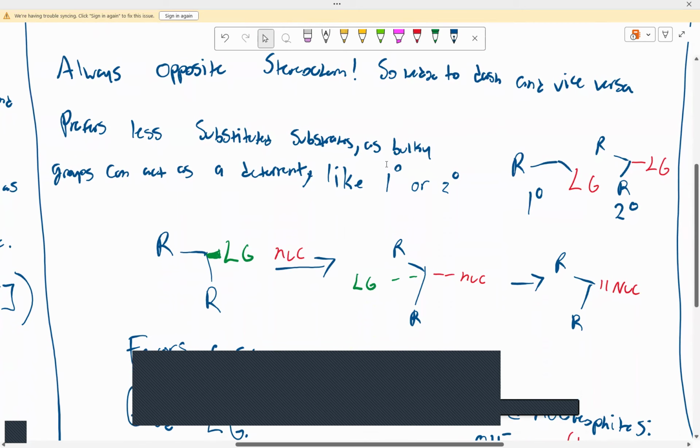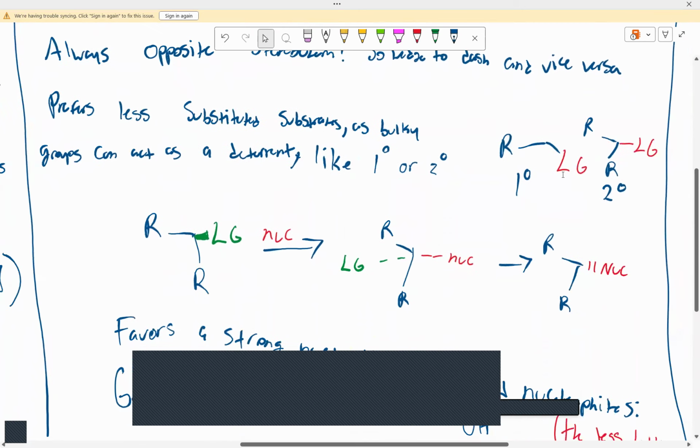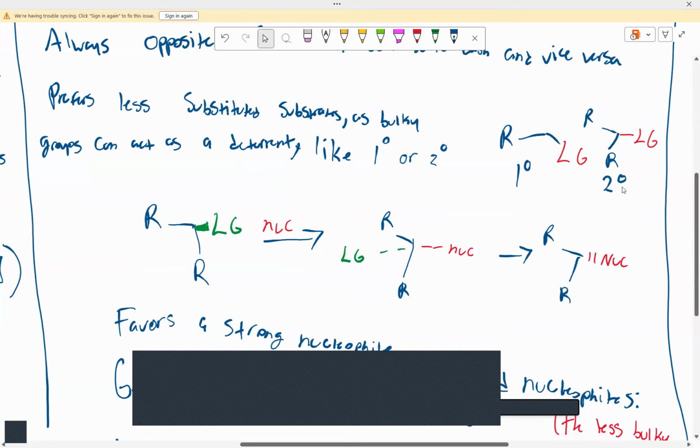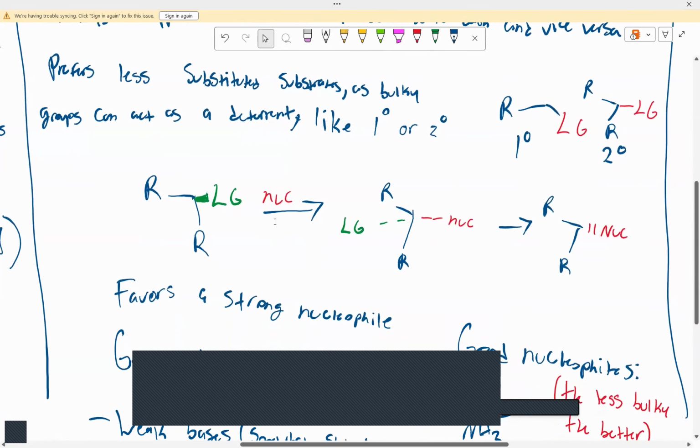It prefers primary or secondary substituted carbons. So this is a primary with the leaving group. This is a secondary with the leaving group. And then here I have the intermediates as well. So I have a leaving group that has a wedge, and the nucleophile that you're adding in has these dashed bonds, in this intermediate state, the will they, won't they.